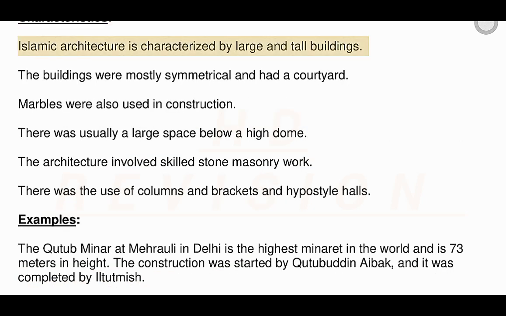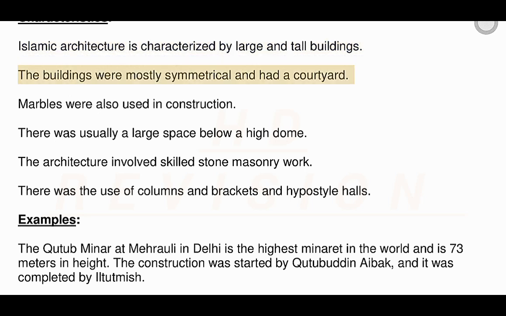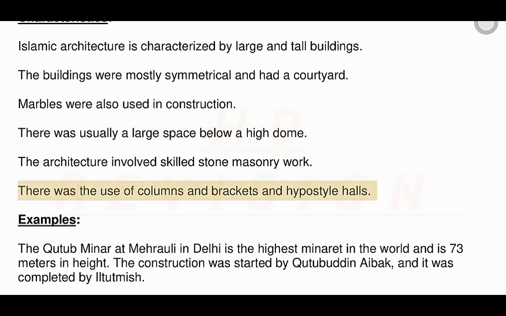Characteristics. Islamic architecture is characterized by large and tall buildings. The buildings were mostly symmetrical and had a courtyard. Marbles were also used in construction. There was usually a large space below a high dome. The architecture involved skilled stone masonry work. There was the use of columns and brackets and hypostyle halls.